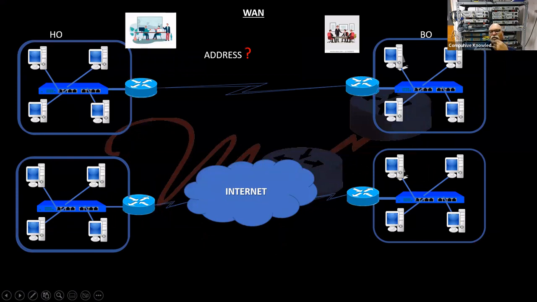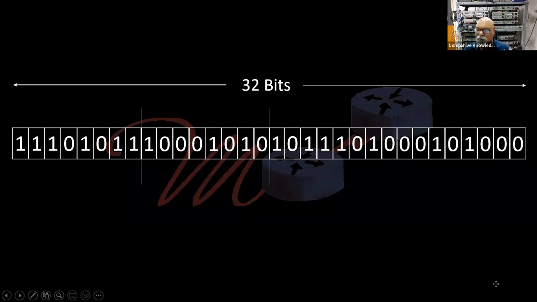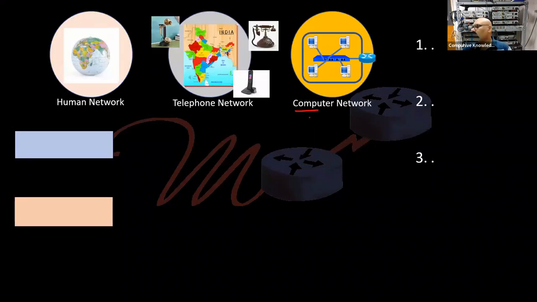So this is the diagram I showed you. Whether you have a private network or a public network, address is common. Right? Now, we are trying to learn addresses for computer networks. I told you, human beings do everything based on experience. See, when they wanted to design an address for computer networks, when they looked back, the oldest addressing scheme is that of human beings, right?